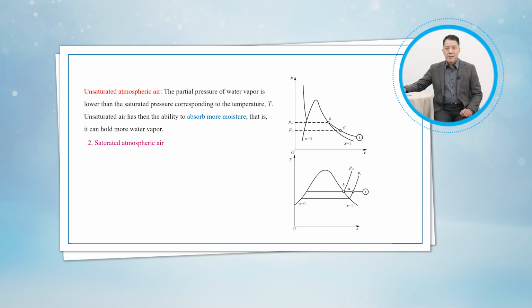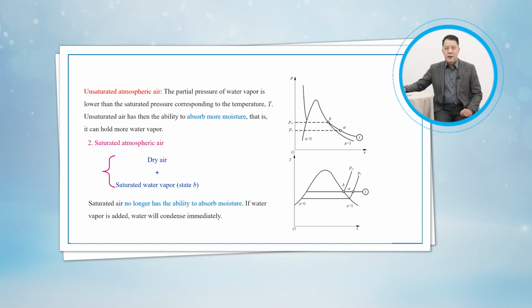Unsaturated air has then the ability to absorb more moisture, that is, it can hold more water vapor. Secondly, let's talk about the saturated atmospheric air. For the saturated atmospheric air, the vapor in the air is in the saturated state as shown in figures 7.1 and 7.2. Saturated air no longer has the ability to absorb moisture. If water vapor is added, water will condense immediately.